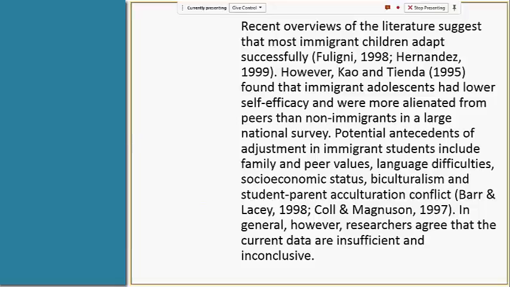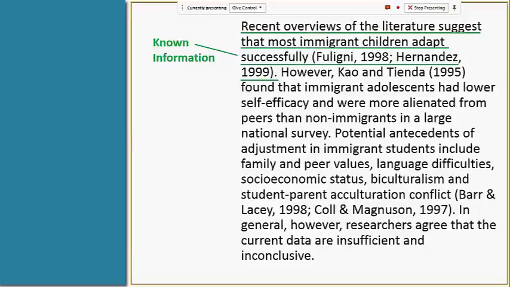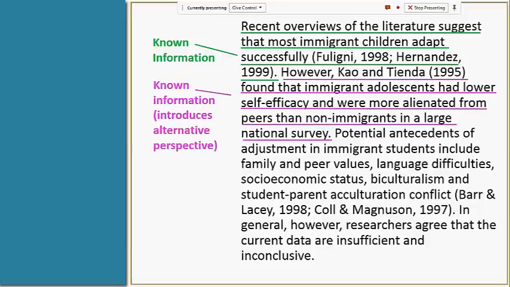All right, so now finally we get some known information. Recent overviews of the literature suggest that most immigrant children adapt successfully. And now here we have known information, but a different perspective. However, Cao and Tienda found that immigrant adolescents had lower self-efficacy and were more alienated from peers than non-immigrants in a large national survey. So this perspective kind of contradicts what these researchers are saying.